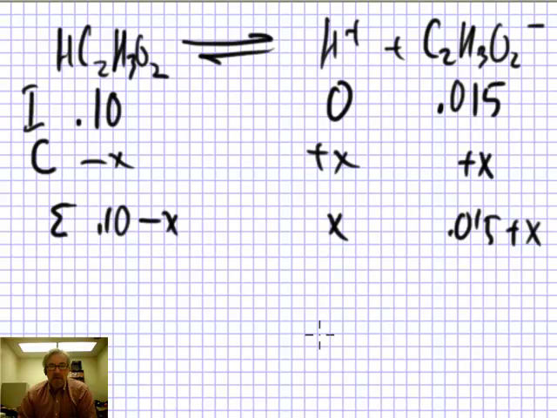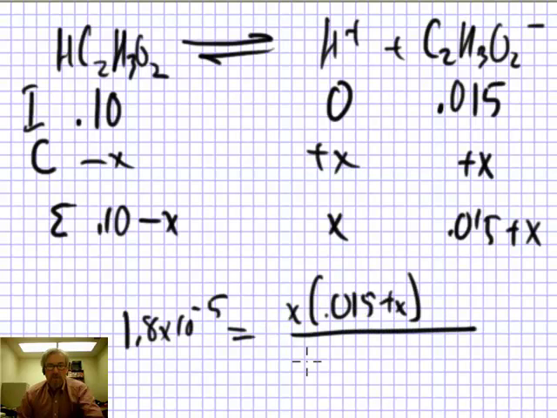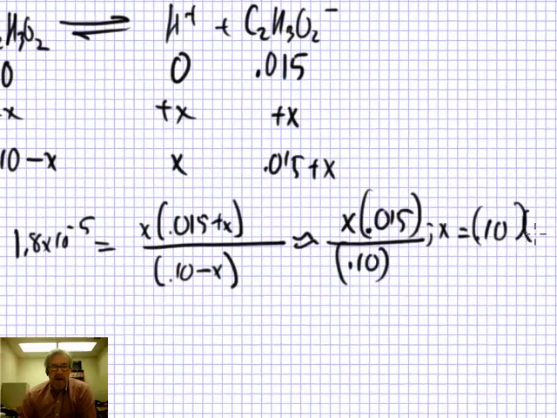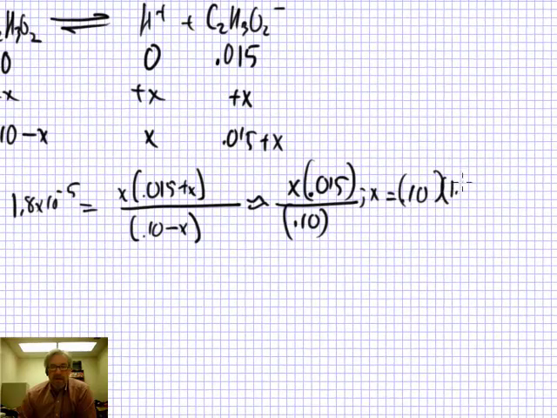So Ka, which is 1.8 times 10 to the minus 5 for acetic acid, is equal to X times (0.015 plus X) divided by (0.10 minus X). And 10 to the minus 5 is pretty small, so we're going to make the assumption that this is really the same as 0.015X divided by 0.10. X then is 0.10 times 1.8 times 10 to the minus 5 divided by 0.015.